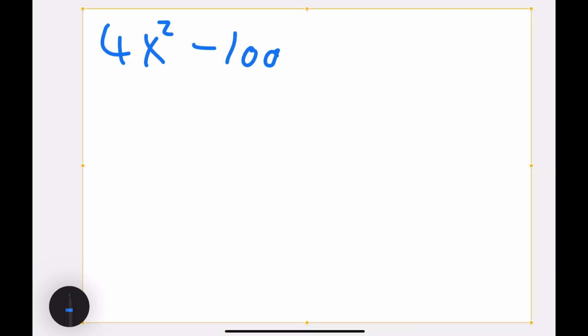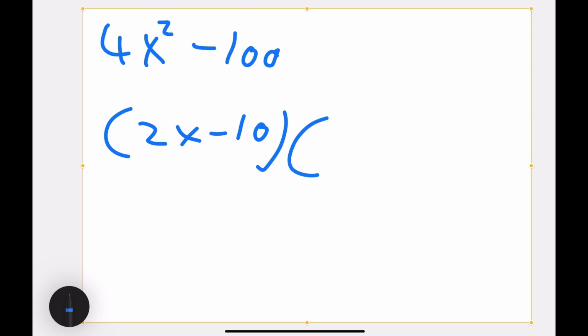Okay, so this question was similar to the last question, so pause, have a go yourself, come back to watch the solution. So for this one, we can do 2x minus 10, as the square root of 4x squared is 2x, and the square root of positive 100 is 10, so we can use minus 10 and positive 10.